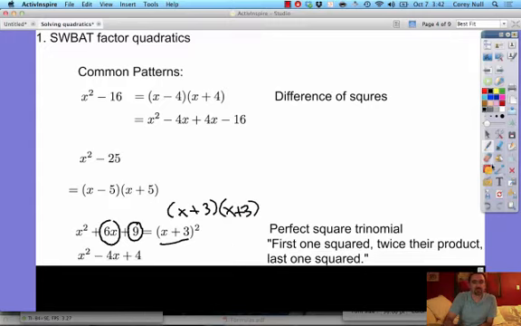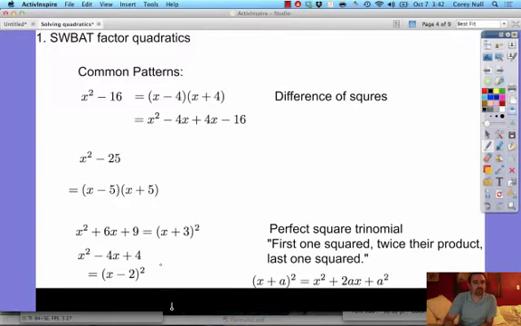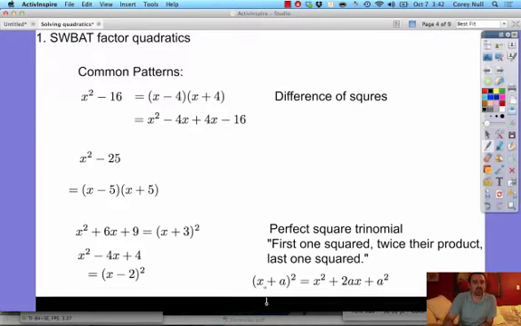Here's another one. Okay, x squared minus 4x plus 4. The square root of 4 is 2. Double that, and in this case I get negative 2. So this one can be written as x minus 2 all squared. Now here's how you think about this one. Here's the way to think about this one.